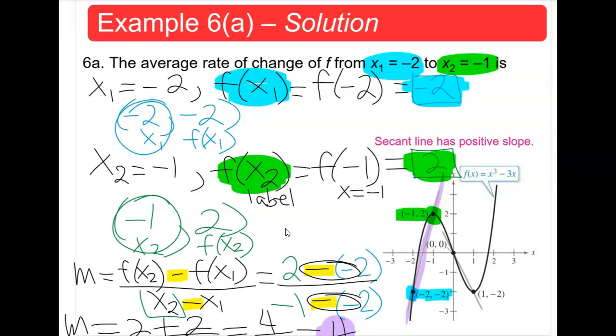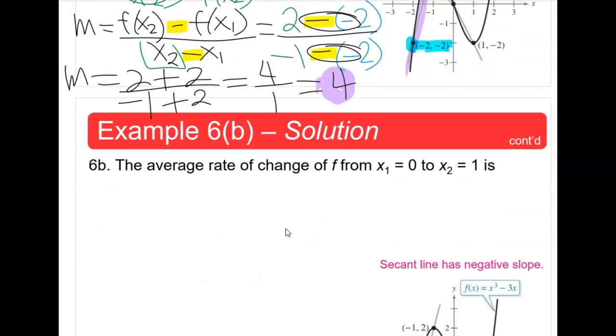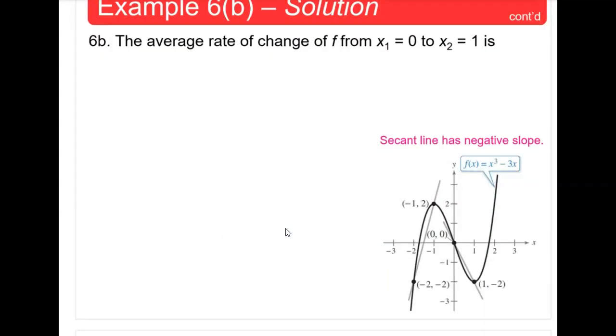Now for the next part of the example, we're going to find the same equation, but now we're going to find the average rate of change from another set of x values. So we're having x sub 1 is equal to 0. We want to find the y value. And then for x sub 2, we have 1. So we want to find the y value that goes there.